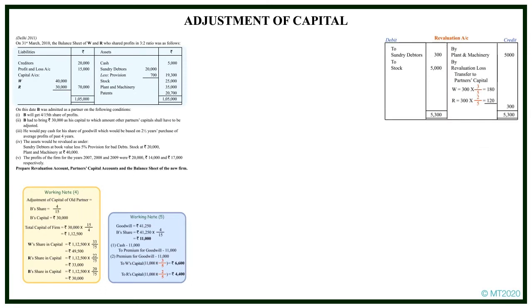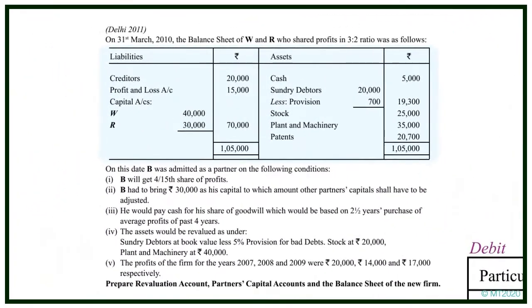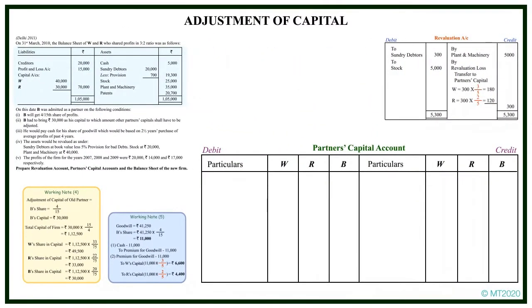The next thing we will make is partners capital account. So partners capital account would be a combined capital account of all the partners W, R and B. To begin with partners capital account, we would make use of the opening balance of capital which is appearing in the question inside the balance sheet. W's capital 40,000 and R's capital 30,000. So this would be the balance b/d for the partners capital account. So on the credit side, as it is a liability, the opening balance will be credited. So on the credit side, we would post for W 40,000 and for R 30,000.